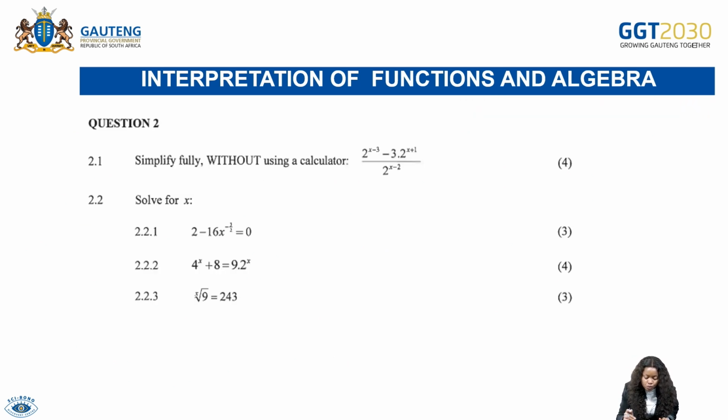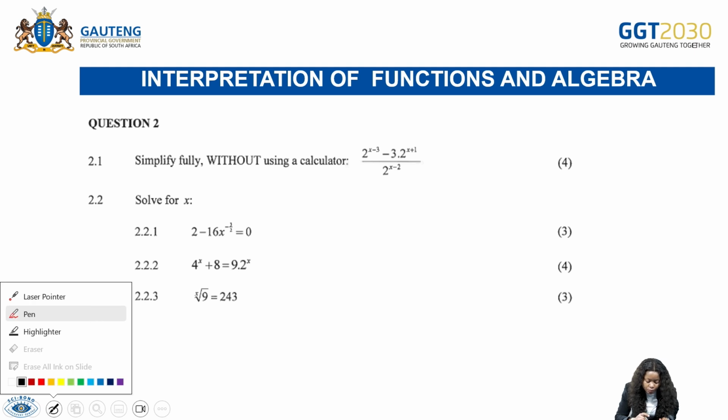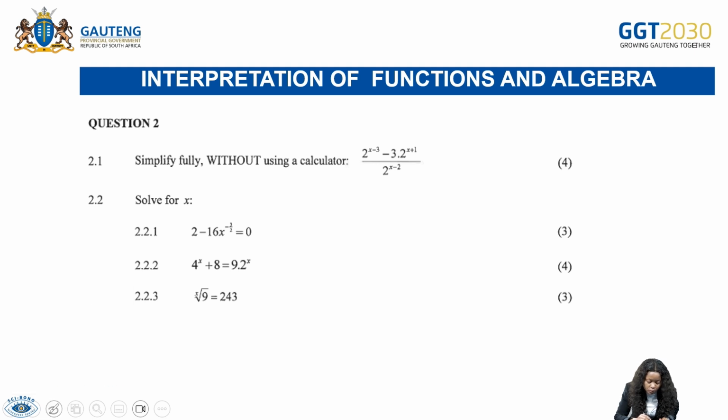Let's move to question 2 with exponential equations. Okay, so 2.1, they're saying now you must simplify fully without using a calculator. So you shouldn't use a calculator. Ne? So you are given 2 to the exponent x minus 3 times 2 to the exponent x plus 1, all over 2 to the exponent x minus 2.